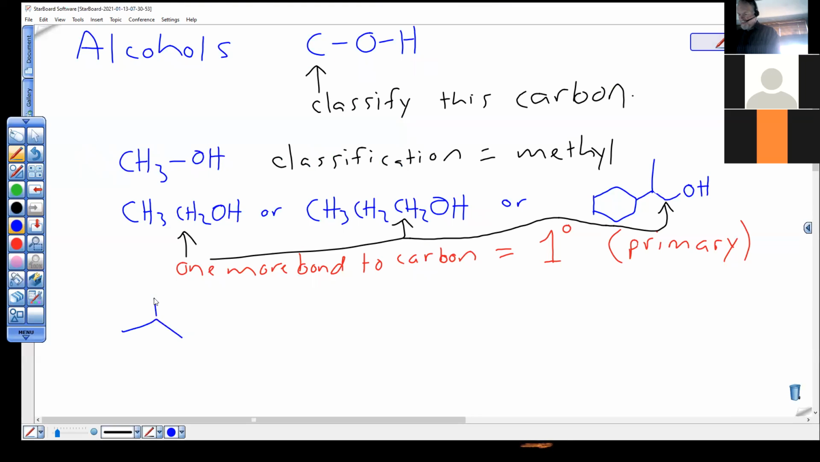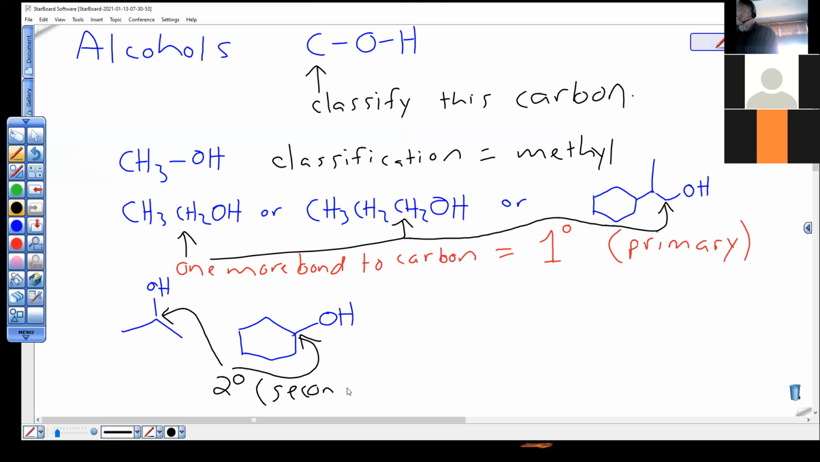We have this or this. So that's the carbon we care about. That's the carbon we care about. And these are secondary. Why? Because that carbon has 2 more bonds to carbon. This carbon has 1 more bond there and 1 more bond to carbon there. This carbon has 1 more bond to carbon here, 1 more to here.